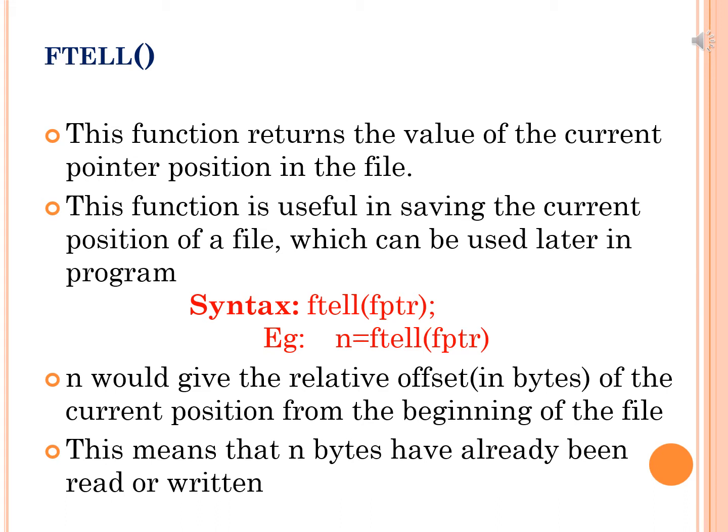Now n would be giving the relative offset. Suppose fptr is somewhere at 10 bytes. So the value returned would be 10. That is 10 bytes from the first location. First location is always 0. So n would be the number of bytes that have been already read or written.